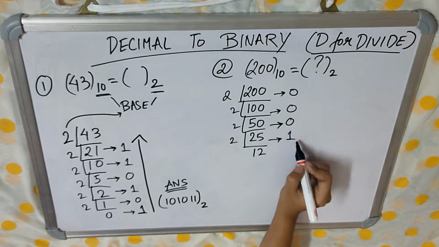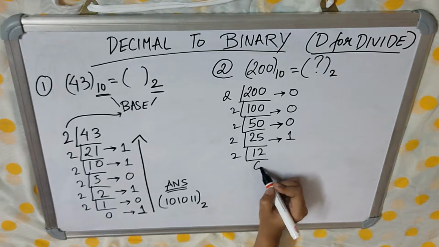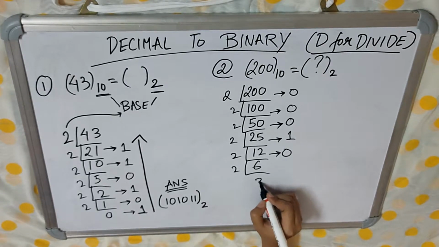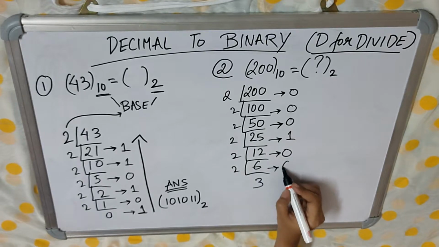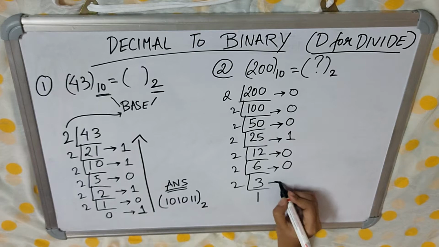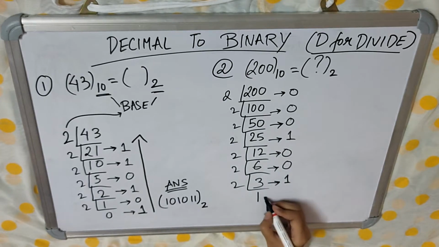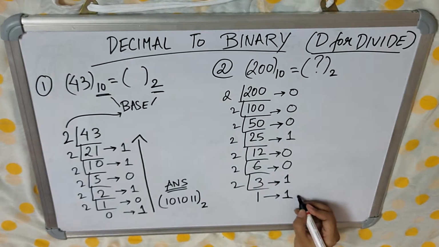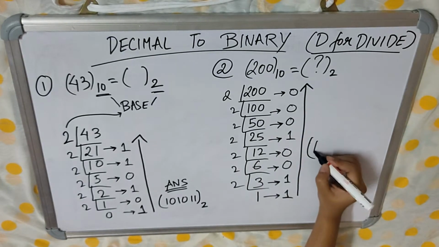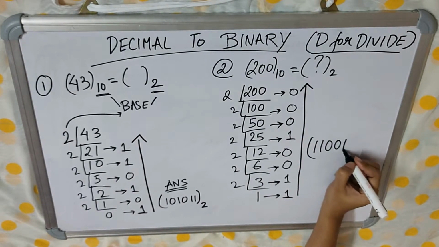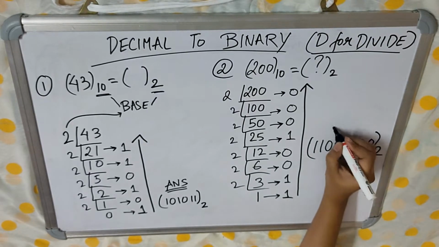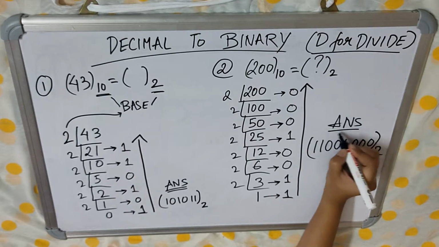So 1 remainder, we write it. 2 6s are 12, 0. 2 3s are 6, again 0. Then 2 1s are 2, we have remainder 1, so we write 1, and lastly we just put the 1 next to it, and again the bottom to top approach, and we write the number as 11000100 base 2. So 200 is represented in binary form as this number.